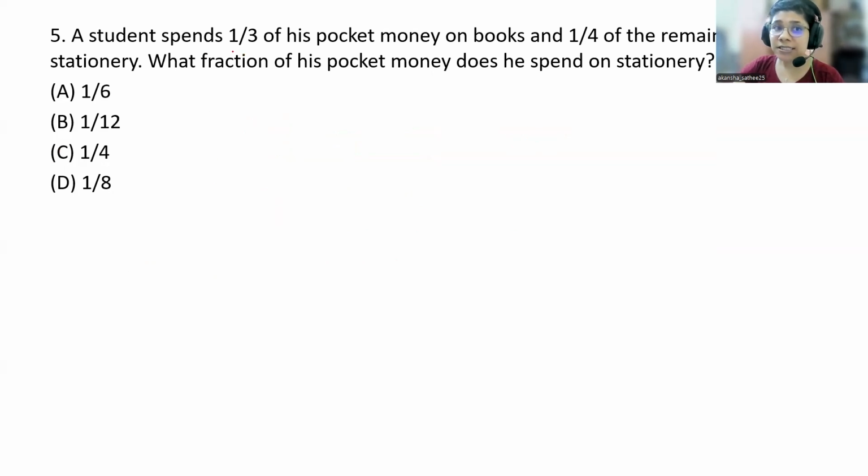A student spends one third of his pocket money on books and one fourth of the remainder on stationery. What fraction of his pocket money does he spend on stationery? So let's say the student's pocket money is one whole thing. So one third of the pocket money he is spending on books and one fourth of the remainder.